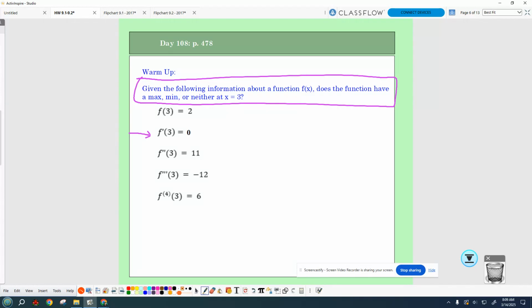Not asking for you to find the new polynomial or anything. I'm asking, given this information about the Taylor series, is there a maximum, minimum, or neither at 3?